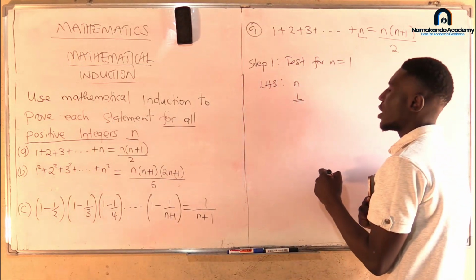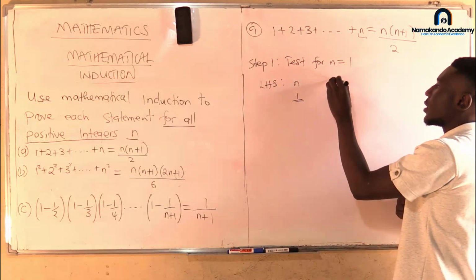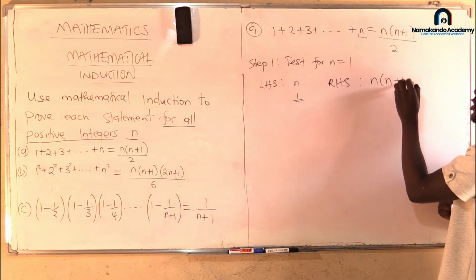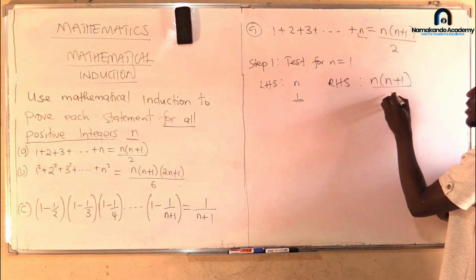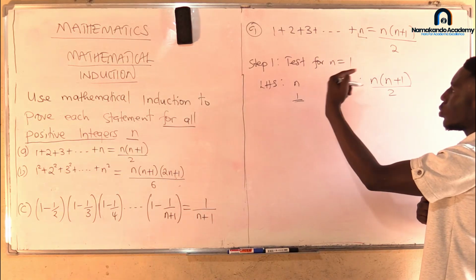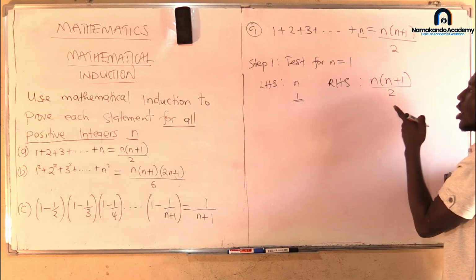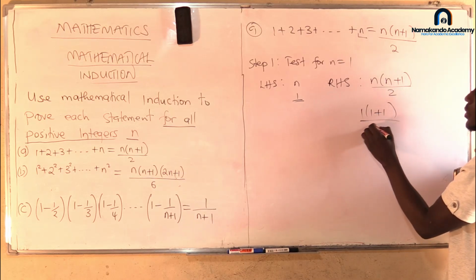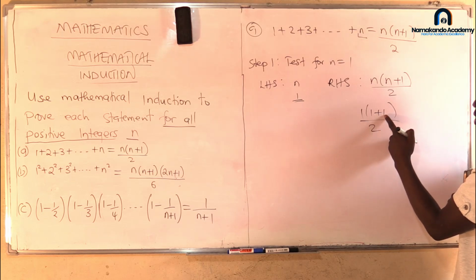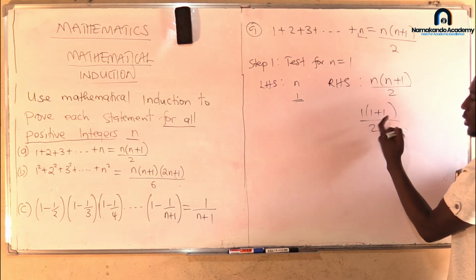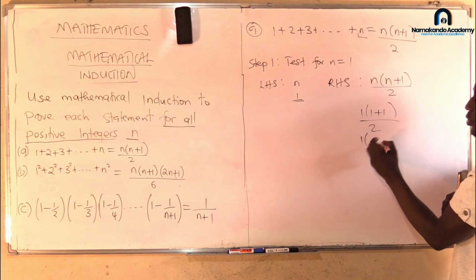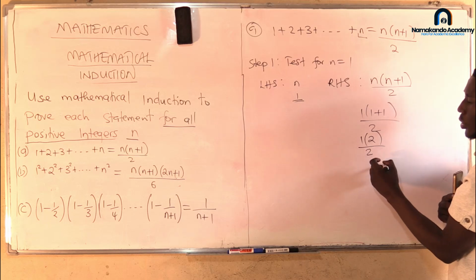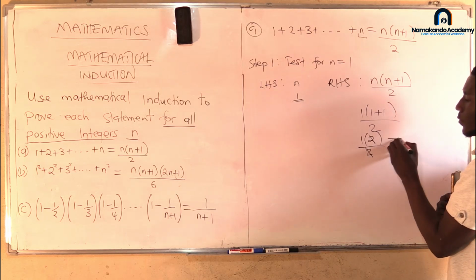Let's see if we're going to obtain the same result on the right-hand side. The right-hand side is n multiplied by n plus 1 in parentheses, divided by 2. Like what we did on the left, substitute 1 whenever there's n. So this gives us 1 times 1 plus 1, divided by 2. 1 plus 1 simply gives us 2. So you have 1 times 2 over 2. The 2s cancel, and you are left with 1.